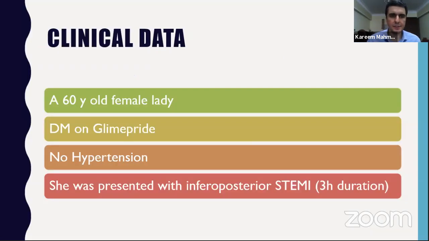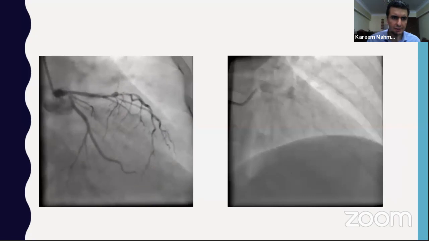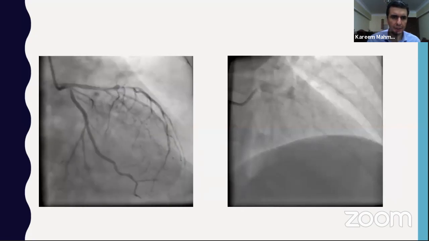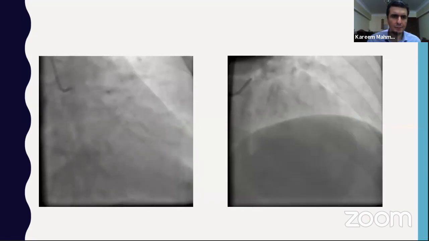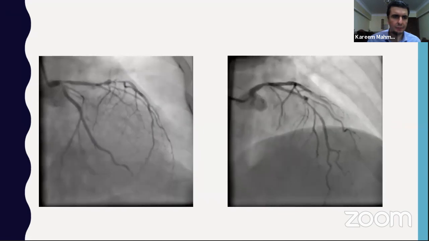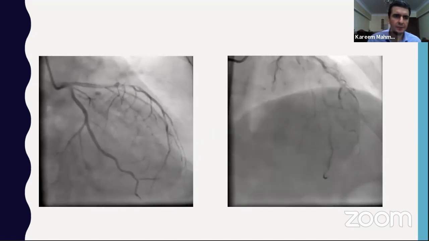So this is a 60-year-old lady. She has diabetes mellitus on oral hypoglycemic and is not hypertensive. She presented with an inferoposterior ST segment elevation of 3-hour duration. This case was done about 4 years ago. And this is her coronary angiography, where we took her to primary PCI immediately. And this is the lesion.